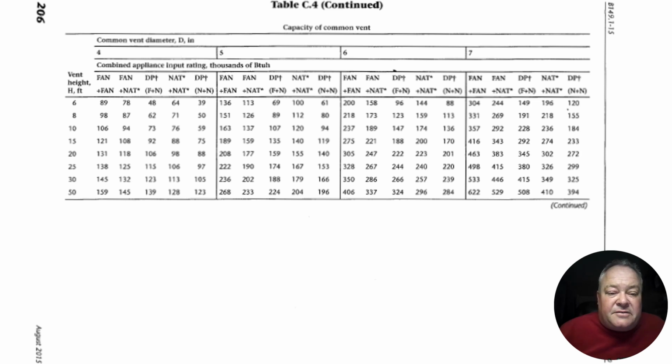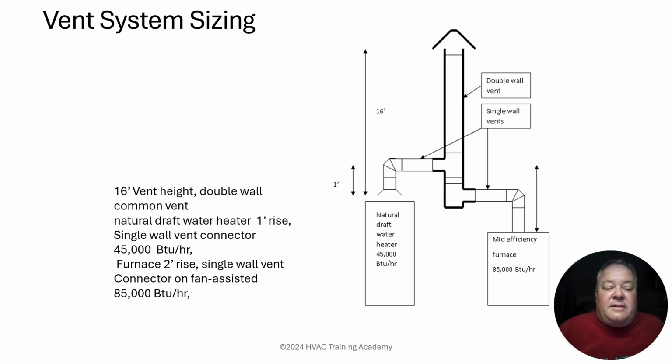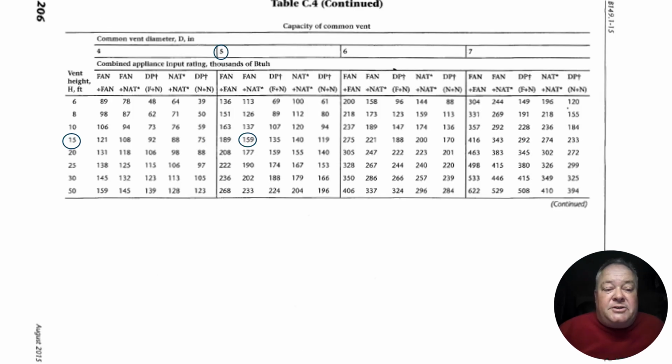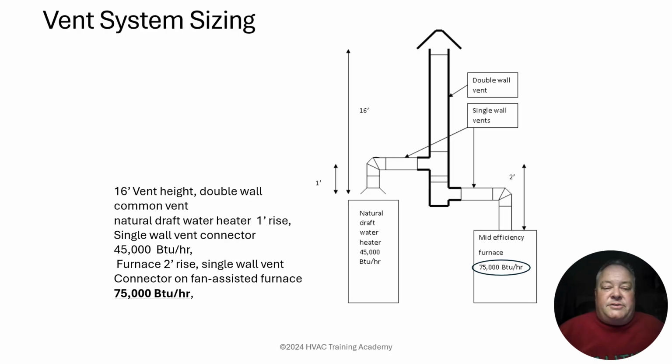We move across to the 5-inch. It looks like we've got, what, 159,000? And what have we got there? Yep, we're good with that, 159,000. So 5-inch is going to be good for our common vent in that application, which is what it should show here. Yep, 15-foot vent height, 159,000 capacity, which means we're going to have a 5-inch common vent in that case.